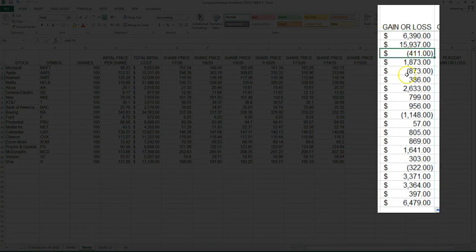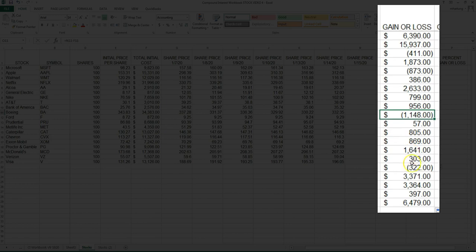And as you can see, anytime you see a parenthesis, that is a decrease in value. So we made some money and we lost some money. What do we have here? Walmart. The value of our Walmart stock decreased by $411 over the last year. Here we have a loss of $873. And what that means is if you were to sell your shares of stock, your 100 shares, that's how much you would have lost over how much you paid for them a year ago.